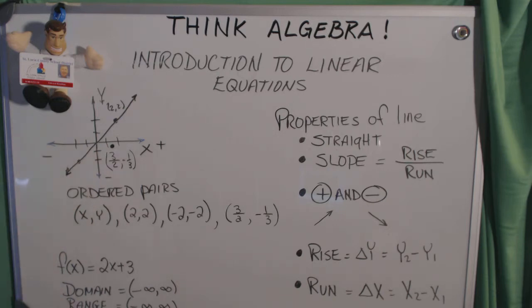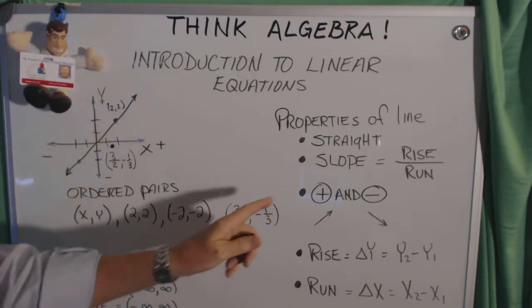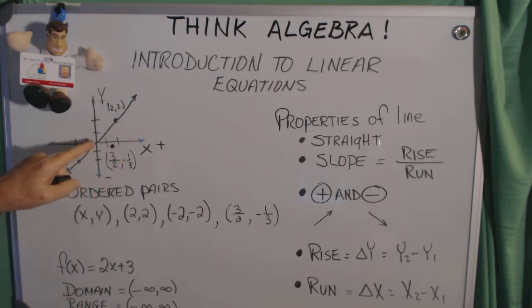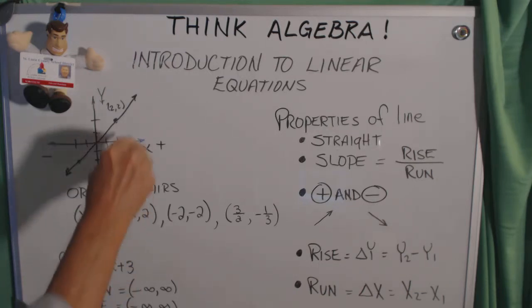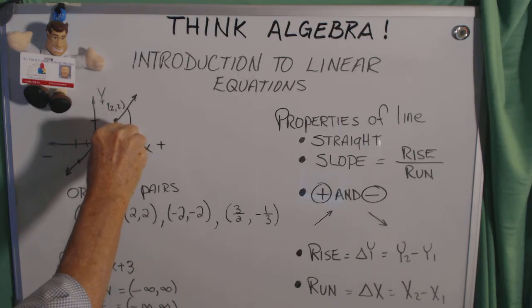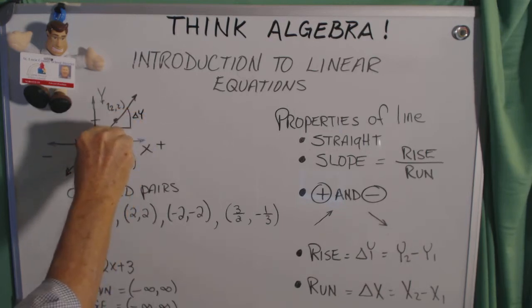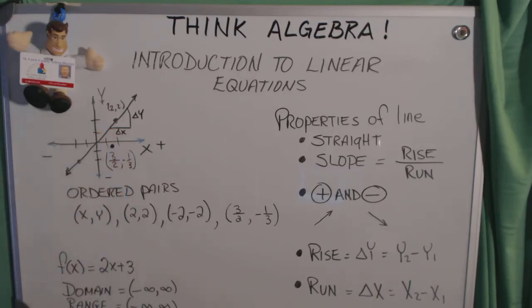They are straight. And they also have what is known as a slope. How steep is that line? And we talked about the slope as being the rise over the run. So I can create a little right triangle here, and I can measure this as delta y and delta x.